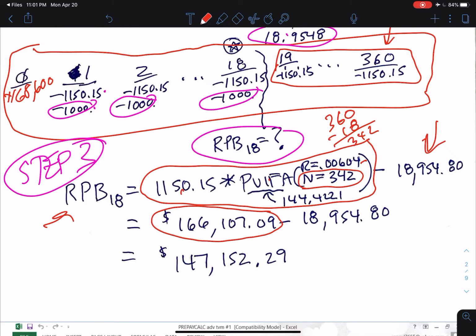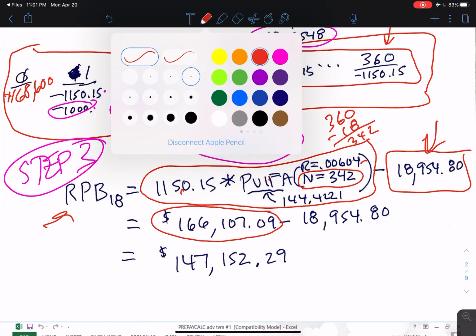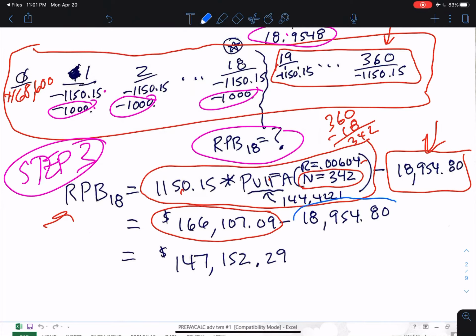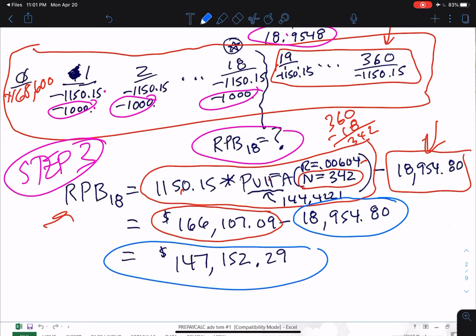But that's not a remaining principal balance, because that doesn't account for the $1,000 payments we've made along with each of our regular mortgage payments at dates 1 through 18. And we did the analysis on the adjustment. That's the 18,954. So here we will subtract the 18,954 from this, and we get our answer, 147,152. So the remaining principal balance at date 18 is $147,152 and some change. Okay, so that's the answer.